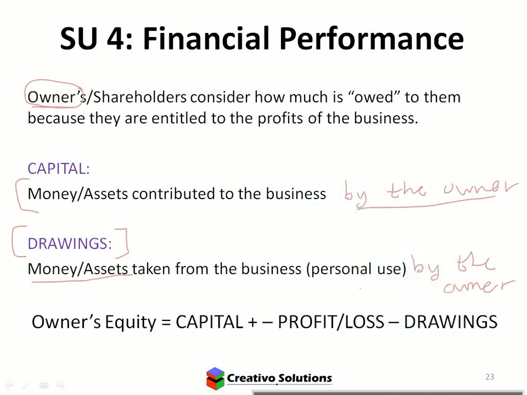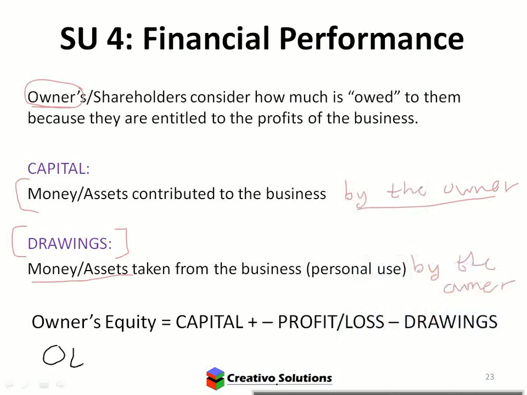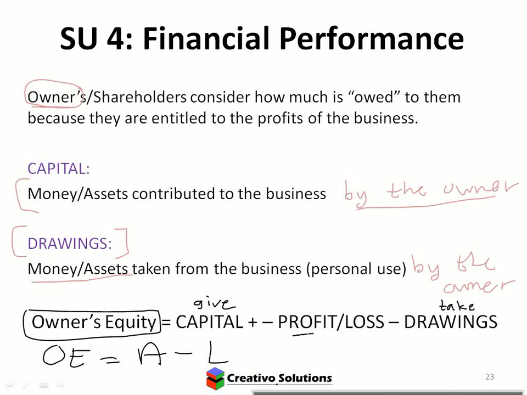Now you've got 2. Earlier we saw an equation for owner's equity, and the equation was OE equals A minus L. That's one equation for owner's equity. There is another. If I'm wanting to determine how much the owner is entitled to, I need to know how much did the owner give, how much did the owner take, and did the business make a profit or a loss by looking at the income and the expenses. So profit and loss is income and expenses.